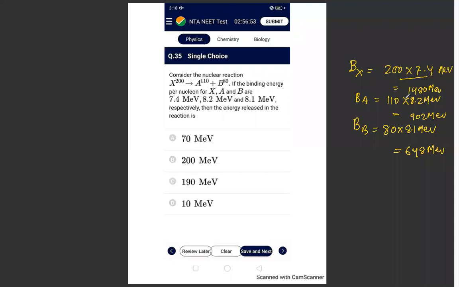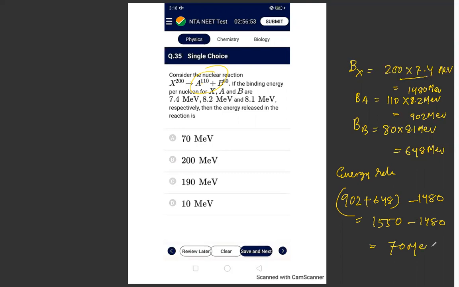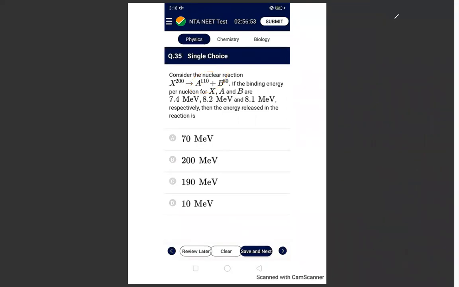We are required to find the energy released in the reaction. The two products are A and B, so we are going to add the energy of these two, that is 902 plus 648 minus 1480. So this one is 1550 minus 1480. The final answer is coming as 70 MeV. So this is the answer to the question.